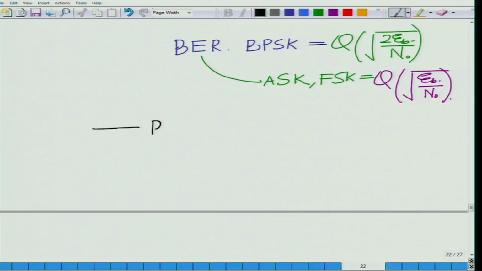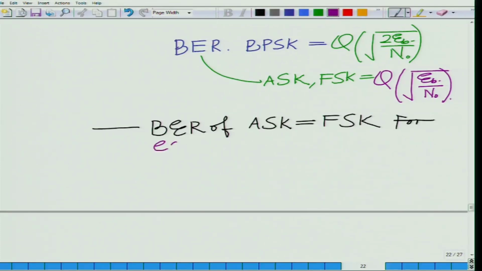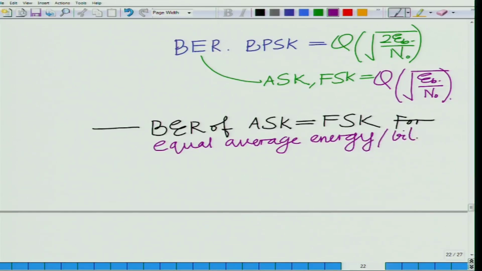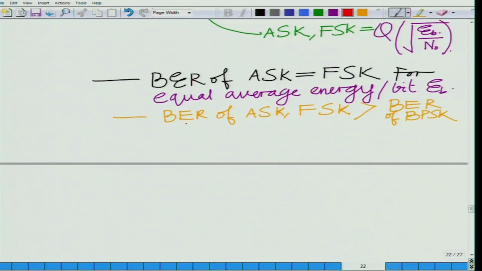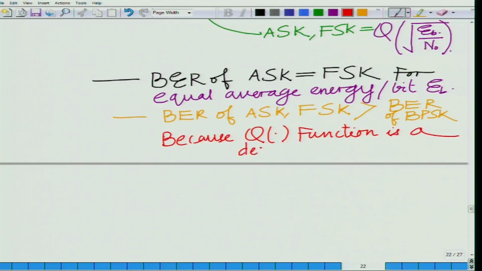So, let us also note this once again, although that should be plenty clear. So, the first point is the BER of ASK is identical to that of FSK. Obviously, the comparison has to be fair for equal average energy per bit EB. Further, the BER of ASK, comma, FSK is greater than the BER of BPSK. This is because remember the Q function is decreasing in its argument. The Gaussian tail probability is a monotonically decreasing function.